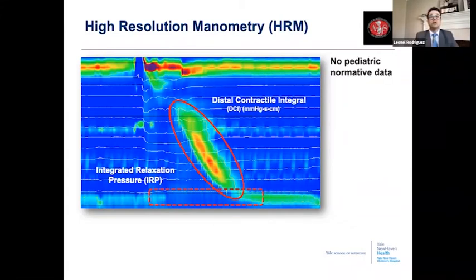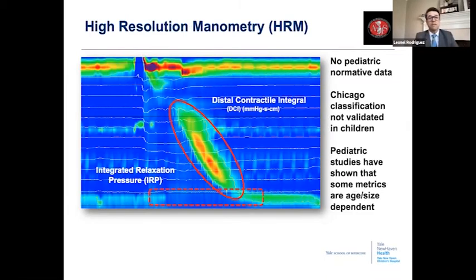However, there is no pediatric normative data. The Chicago classification is not validated in children. And to compound this even more, there are some pediatric studies that have shown that some metrics of the Chicago classification are age and size dependent, so they need to be adjusted whenever we do our calculations to make a diagnosis based on high-resolution manometry.